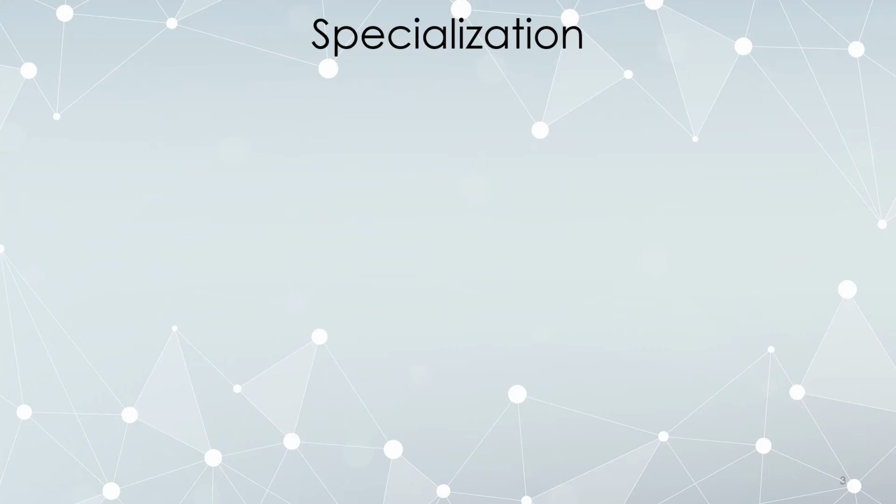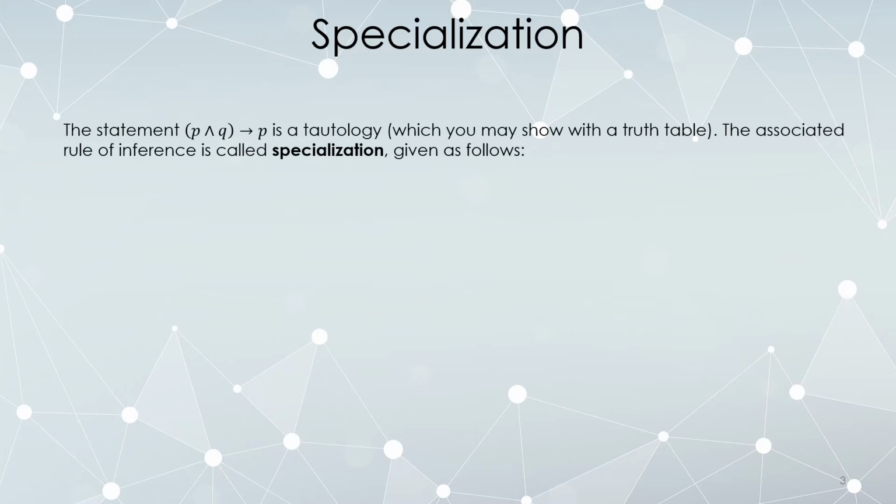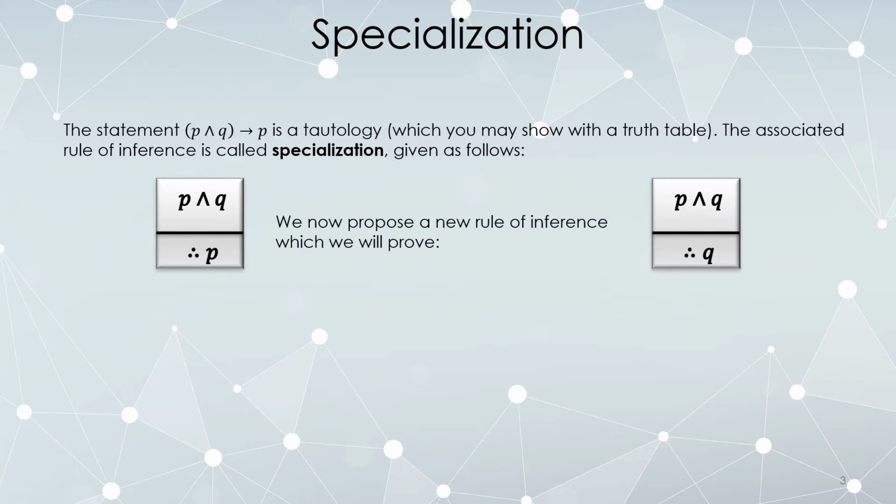Okay, there are a bunch of other rules of inference that we can establish through truth tables, and we're going to go over them. So the statement P and Q implies P. That's a tautology. If P and Q is true, well, certainly P was true. And you can show that with a truth table. We're not going to bother doing that. The associated rule of inference is called specialization, and here it is. If you have a statement P and Q, well, then you can extract the thing on the left, P.